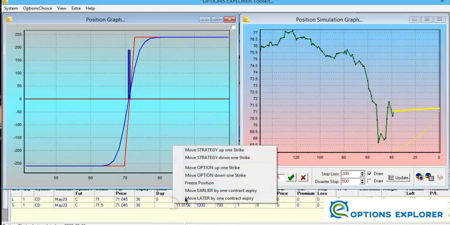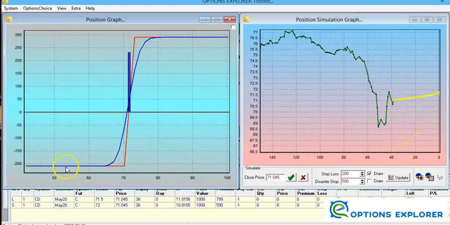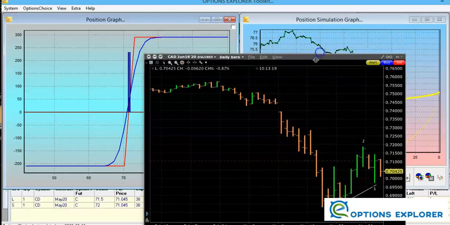So if you move the strategy up a strike price, moving it up reduces our risk to $200, increases our profit to 300, but we now go long at 71.5 and short at 72. So what we've in this case done, if we move our position from 71.5 there to 72 there, the market has to move higher up before we'll make the money. But the same applies.